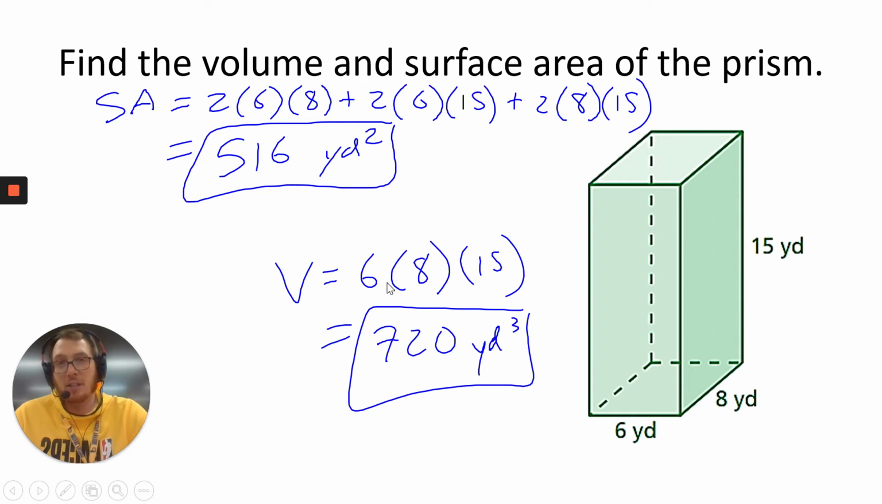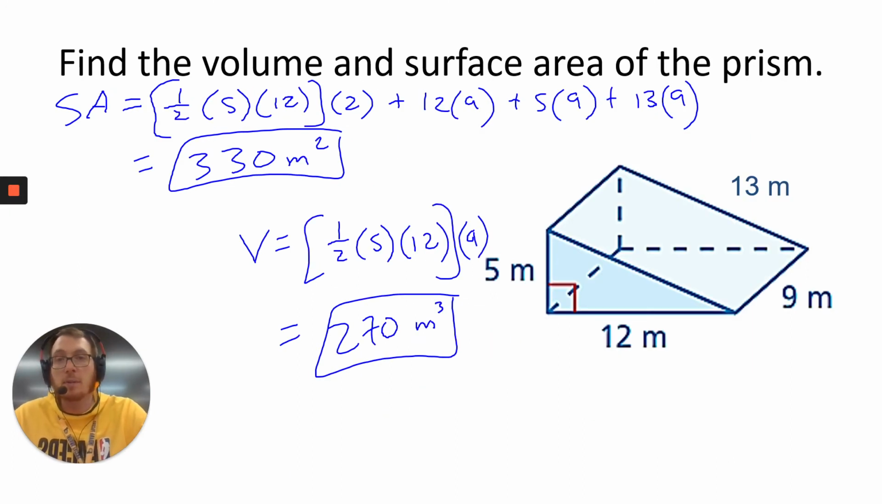The volume is actually easier, so it's kind of strange. You'd think volume would be more complicated, but it's actually easier to find because it's just area of the base, so 6 times 8, then times the height of the prism, which would be 15, and that would be 720 yards cubed. Remember, this surface area would be like wrapping the prism on the outside, whereas the volume would be like pouring something into it or making a mold of something on the inside.